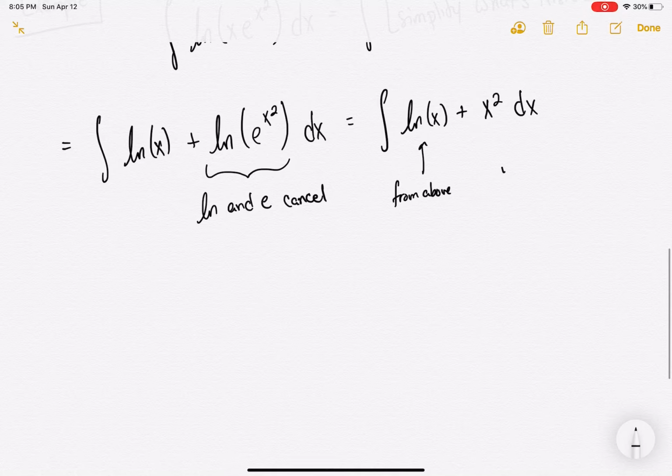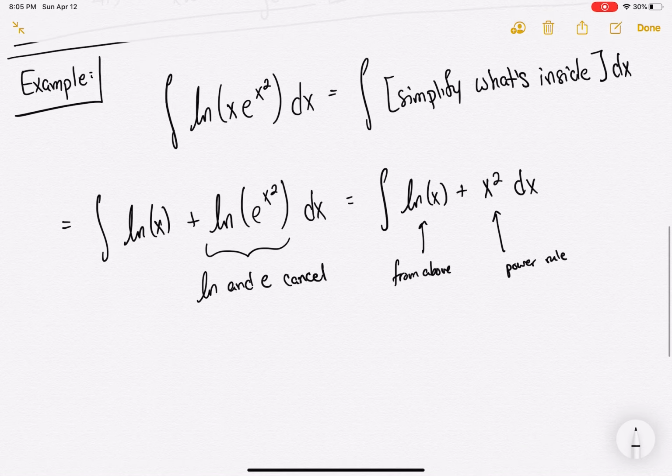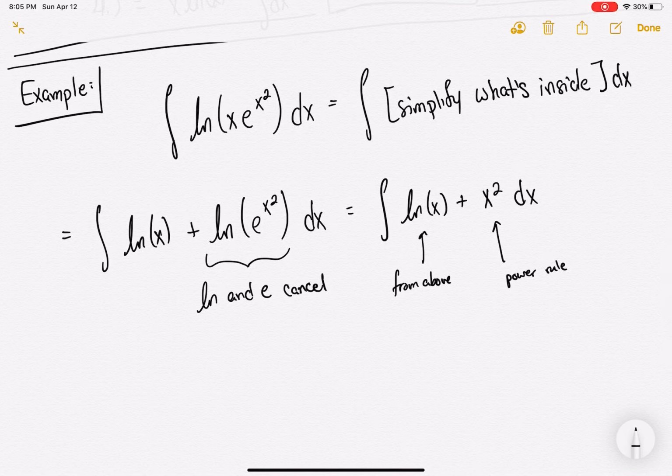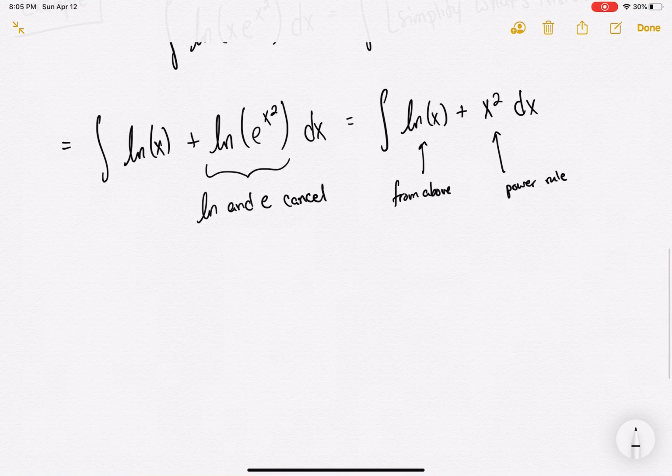We know the integral there, and this is the power rule. And you can see how much easier our life got by just simplifying what's inside. We have the one that's directly from above, bam, there it is, and the other one's the power rule. So this is exactly x ln x minus x, that's the first piece, plus the power rule piece, x cubed over 3 plus c.